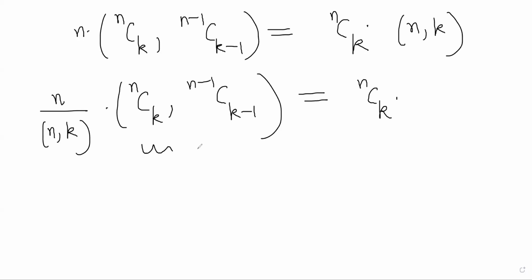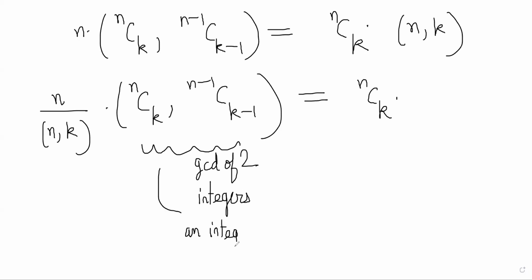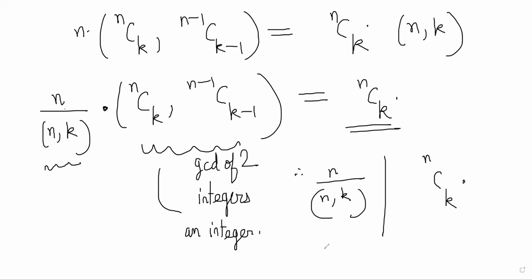So notice that this is a GCD of two integers, so this is definitely an integer, right? So we have n by GCD of n and k multiplied by some integer is equal to nCk, which proves that n by GCD of n and k divides nCk. So that is a nice, very clever way to prove this.